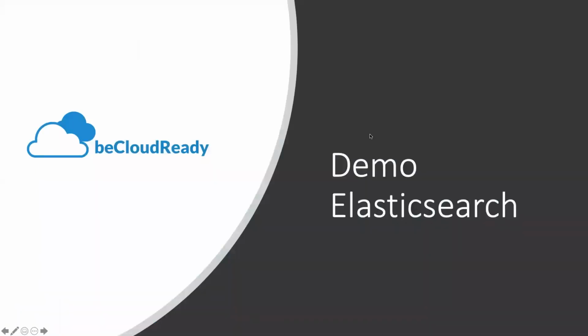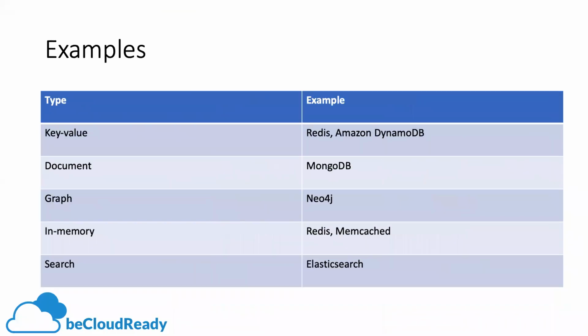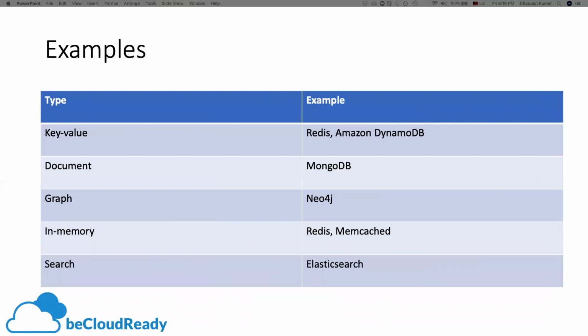So now we'll do a little bit of demo on Elasticsearch. Before the demo, I'll just talk about what Elasticsearch is. Elasticsearch is basically a search database, which gives you a JSON interface to search anything. I have prepared a quick demo to show you exactly how we work with Elasticsearch.